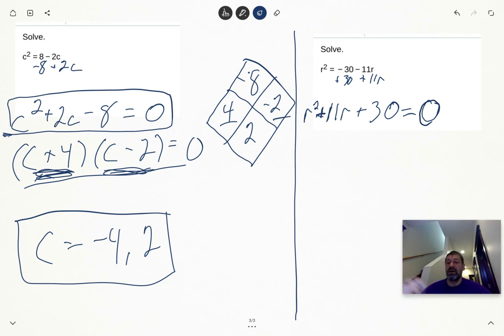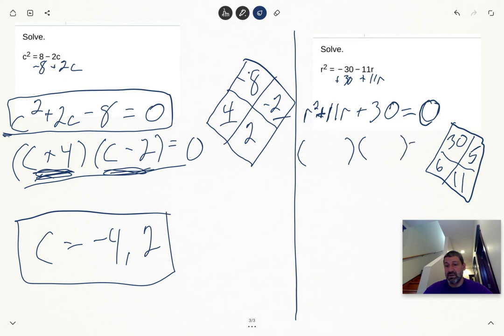Okay, so using that diamond method, we want two numbers that multiply to give us 30 and add to give us 11. And that would be 6 and 5. But again, that doesn't make 6 and 5 the solution. When we plug them in, we would get R plus 6, R plus 5. So the solution is not 6 and 5, it would be -6 and -5, because that's what makes these terms equal to 0.